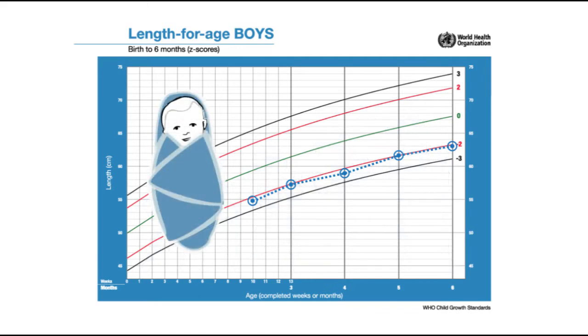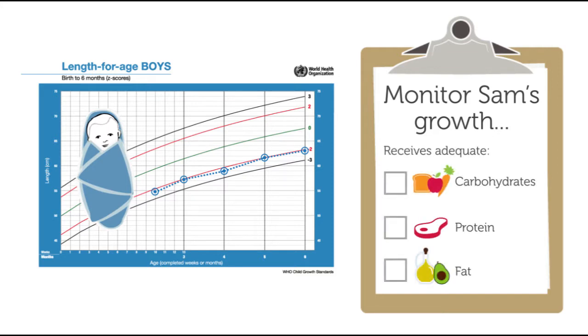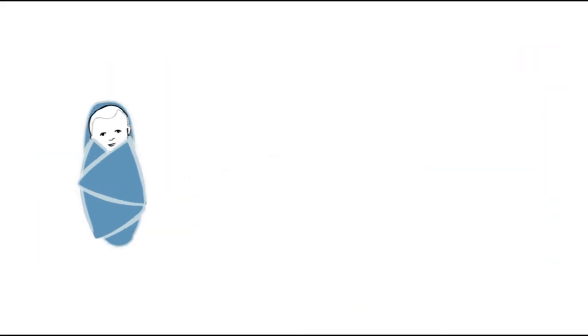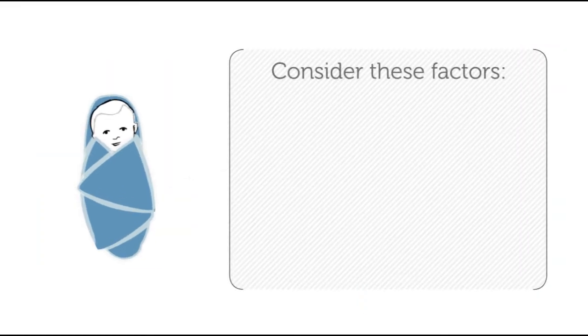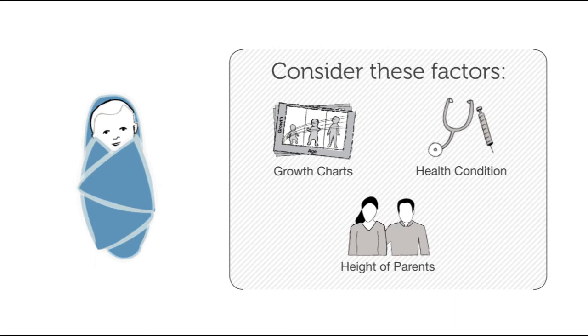However, because Sam is under the -2 z-score line, it is also possible he is stunted due to prolonged undernutrition or repeated illness, and is now catching up in growth. For this reason, it will be important to monitor Sam's growth and make sure he receives adequate nutrients to support his development. In situations like Sam's, it is important to consider all related factors, making sure to look at all of his growth charts, his overall health condition, and the height of his biological parents if known.